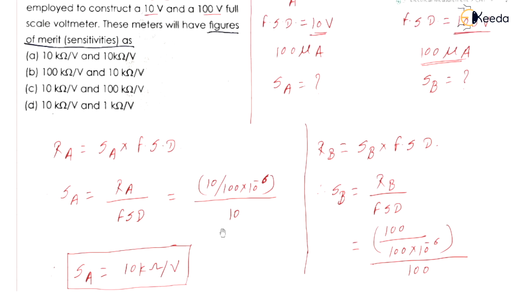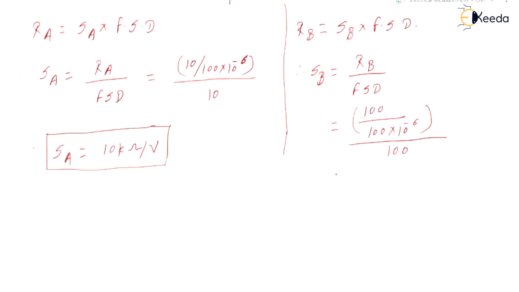So now we can write that this will be equal to 100 upon, so again it is 10 kilo ohm per volt.